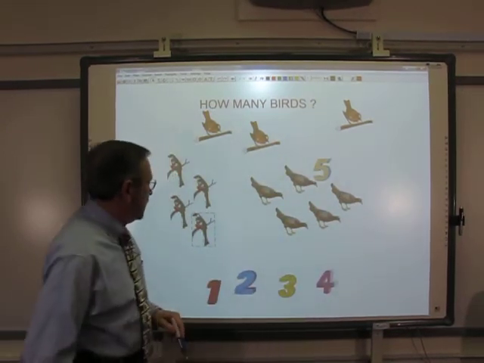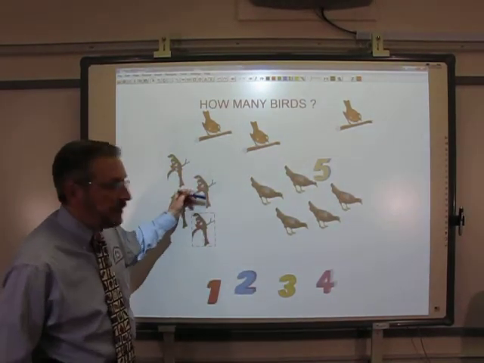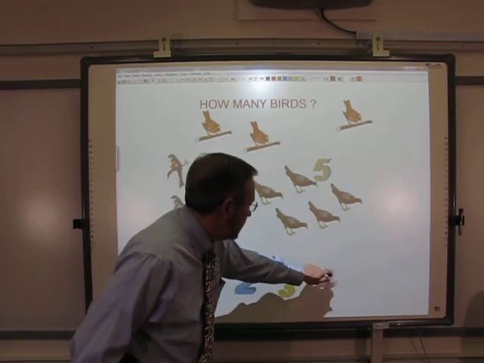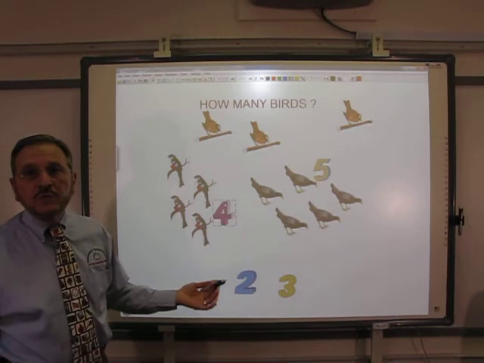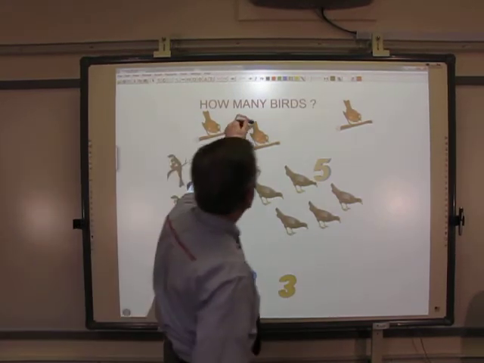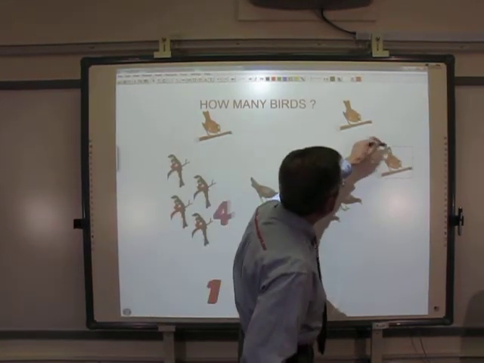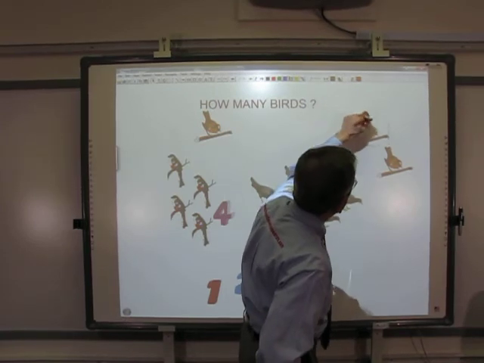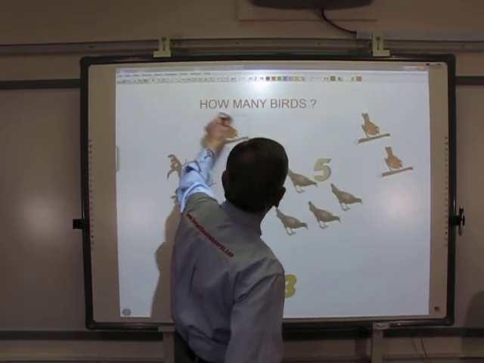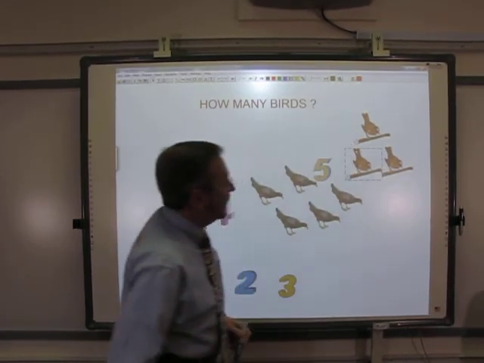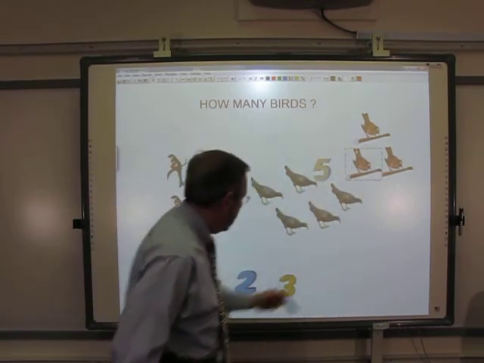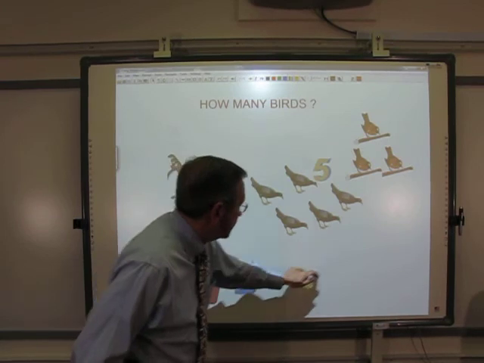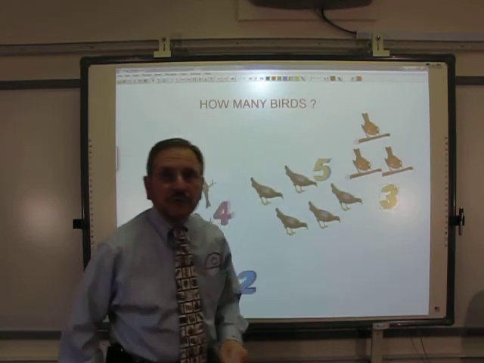Now how many birds are there? Well, there are 1, 2, 3, 4. So the class has now identified and clustered those birds together, and there's one remaining. How many birds are there that look like this? There's 1, and there's a second one, and a third one, and now we would ask the class, "How many birds are there?" 1, 2, 3, pick up the appropriate number, 3, to reinforce it.